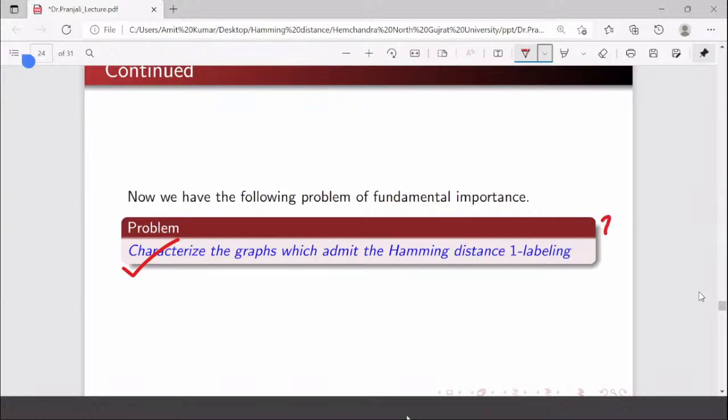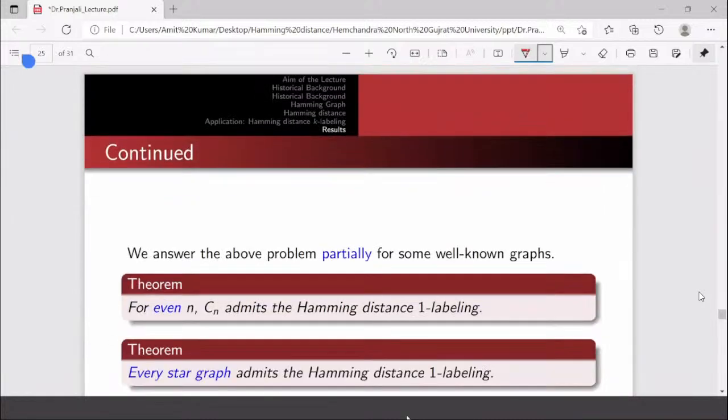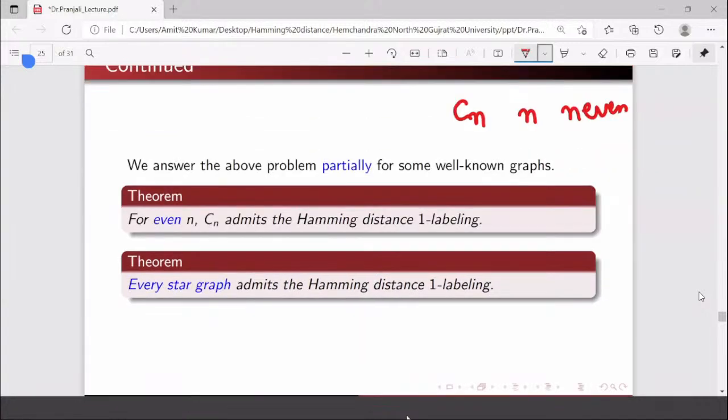This is a question which can be studied, but we have partially solved this problem. Take a cycle of length n where n is even, then Cn admits the Hamming distance 1 labeling. It means all the cycles of even length admit the Hamming distance 1 labeling. We have also solved the star graph.